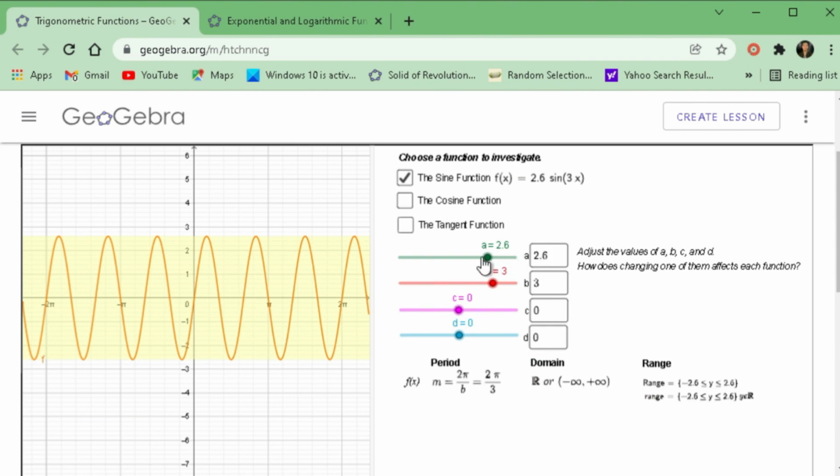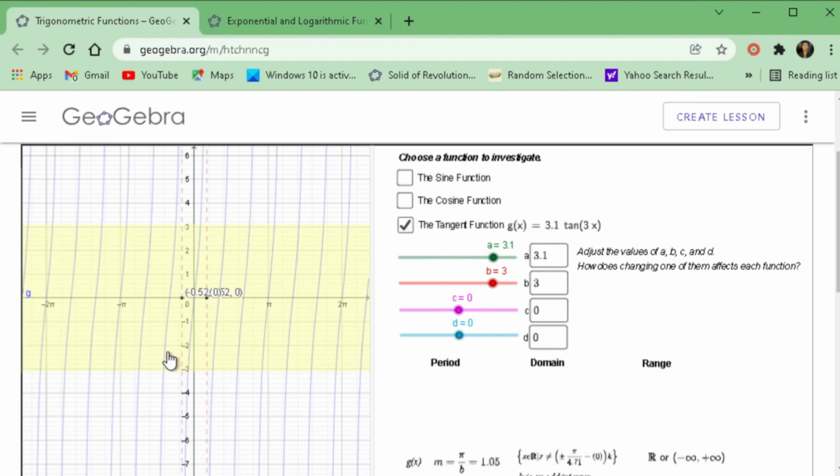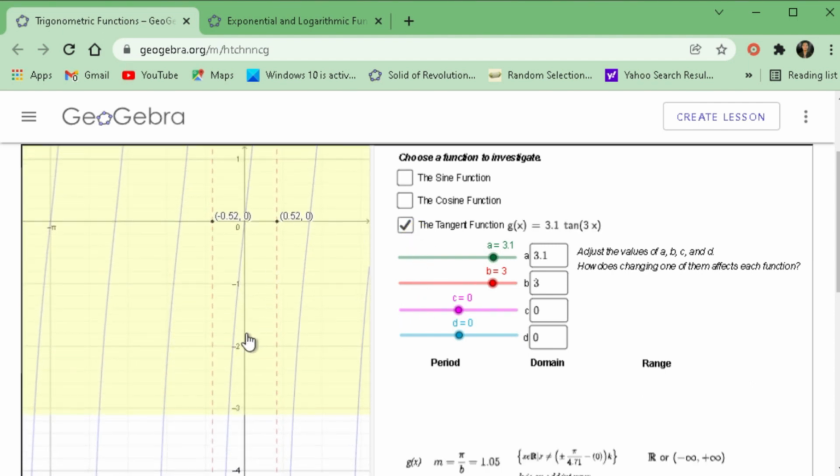And then the range is affected by the amplitude. So A is 3.1. So the range of this is the set of all y less than or equal to 3.1 but greater than or equal to negative 3.1. Of course, y is an element of R. Let's now talk about the tangent function. Zoom natin yung konti para makita natin.